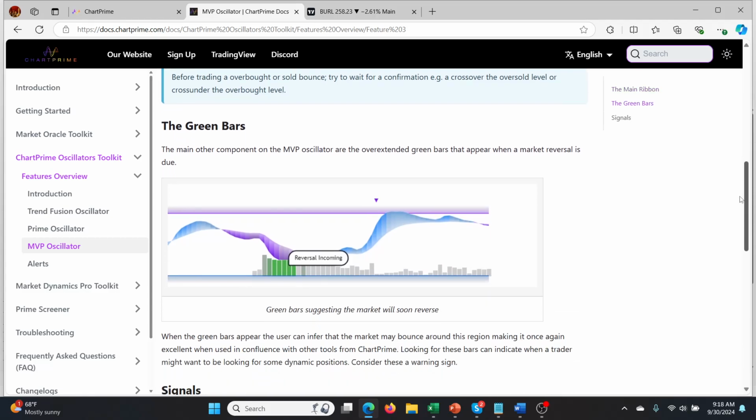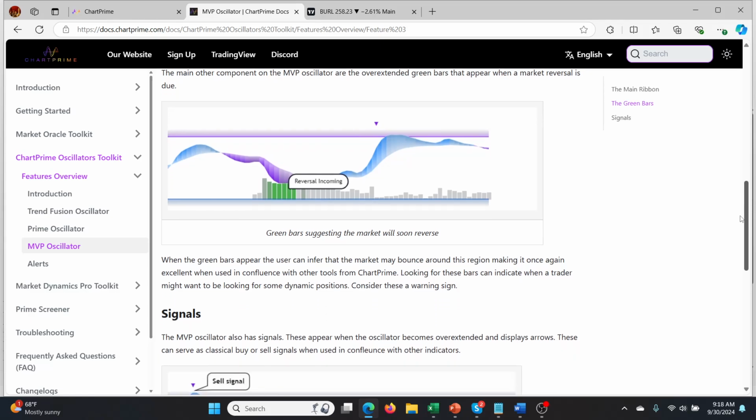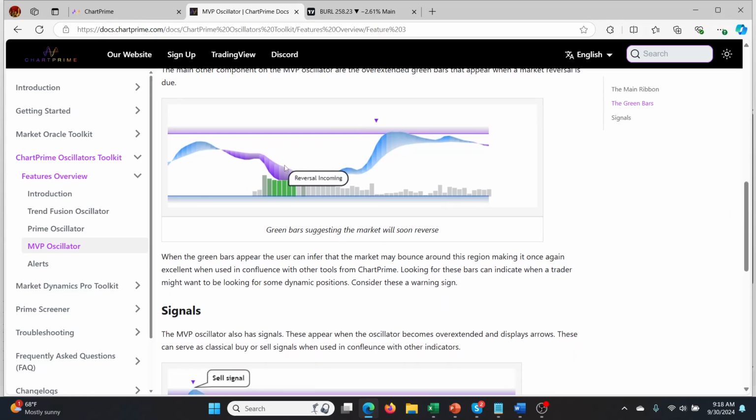I think this is probably going to be a pretty short video. You have these green bars as well, where it's looking for a reversal, and I'll show you those right now. Let's have a look and see.